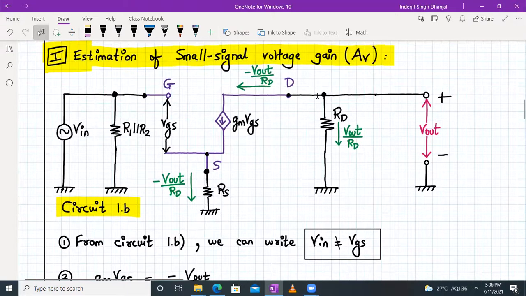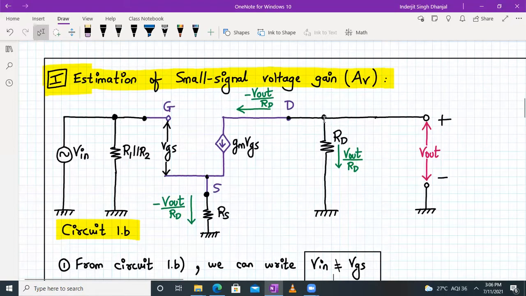Here is my voltage Vout. Now this voltage is in parallel with resistor RD. So what will be the current across the resistor RD going towards the ground? It will be Vout upon RD. Now when we apply KCL at the drain terminal, incoming current should be equal to outgoing current. If the current across RD is Vout upon RD, the current at the drain terminal will be minus Vout upon RD, because if you add them together, the sum will be equal to 0.